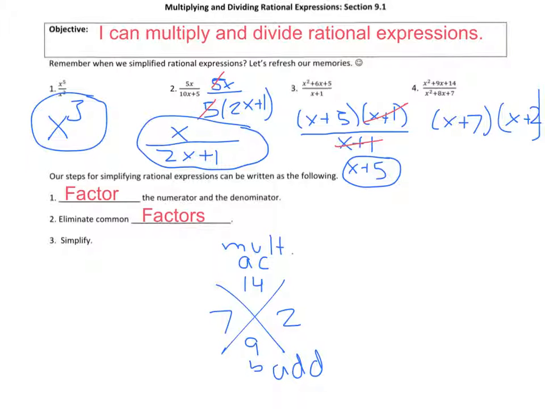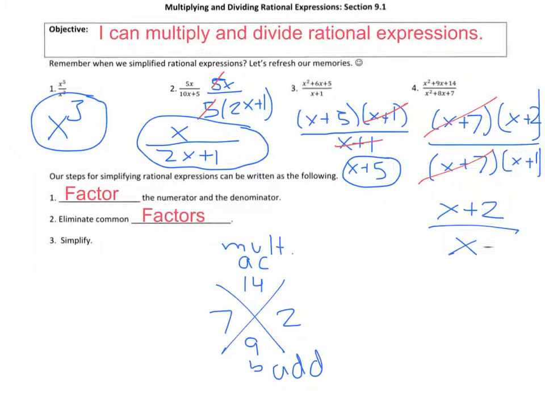And now I need to factor the bottom. Again, you can use big X, so you'd end up with x plus 7 and x plus 1. And now we can cancel our common factors, which in this case are my x plus 7s. So my final answer is going to be x plus 2 over x plus 1.